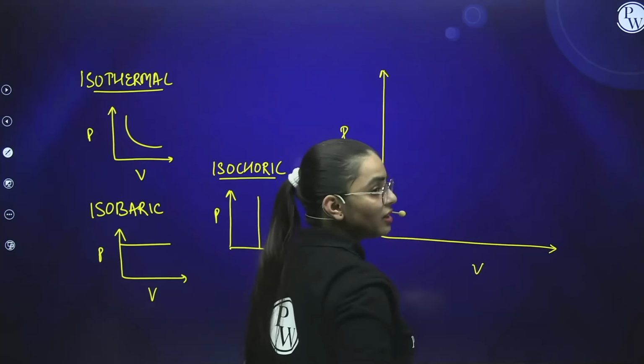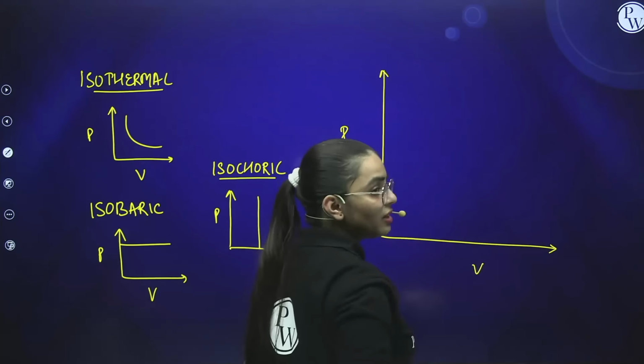Is it clear to you? You can easily check all of these. This one was your isochoric, this one was your isobaric, and this one was your isothermal. Is it clear to you? Great. Now this is really very important. You have to put a star mark on this one. Clear? Now we will move towards the next topic.